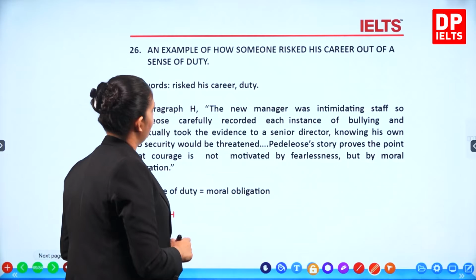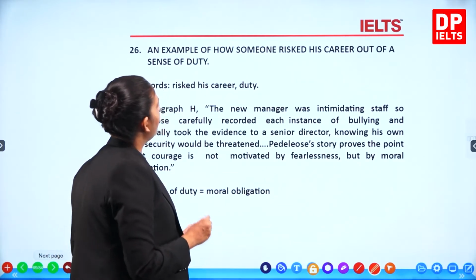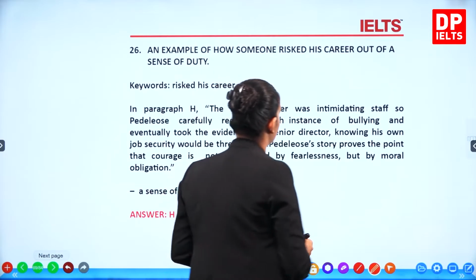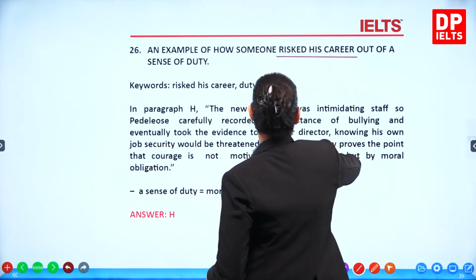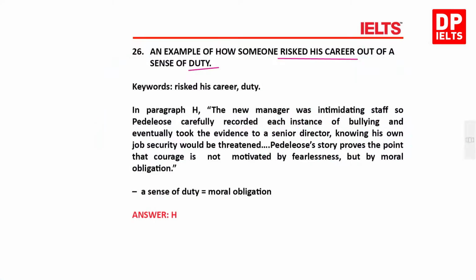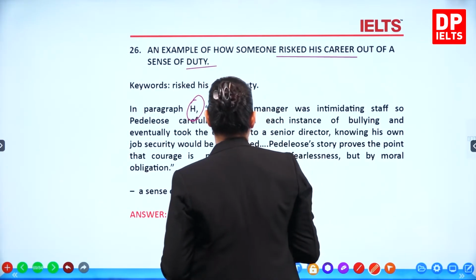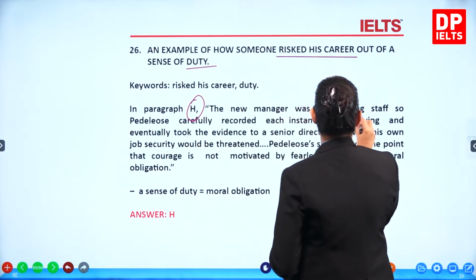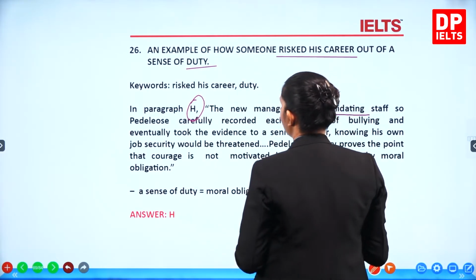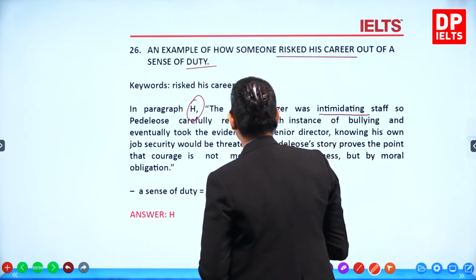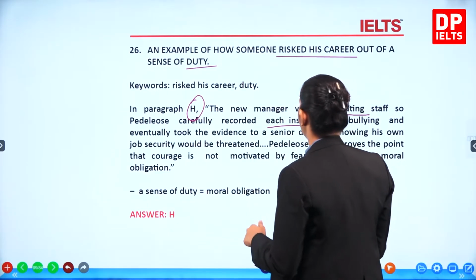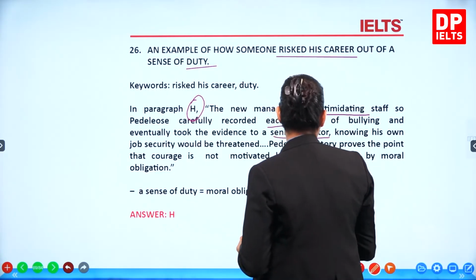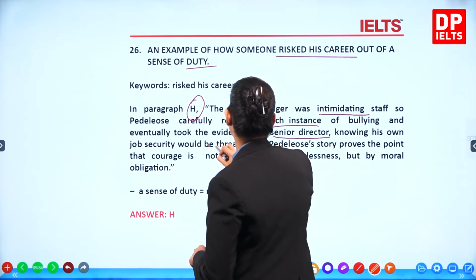26. An example of how someone risked his career out of a sense of duty, right? So risked his career in terms of duty. Go to para H. What does it say there? The new manager was intimidating staff, right? So Pedilow carefully recorded each instance of bullying and eventually took the evidence to a senior director, knowing his own job security would be threatened.